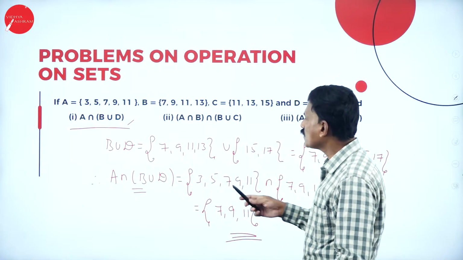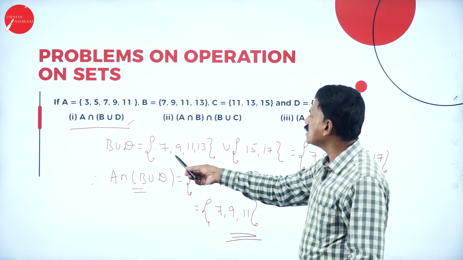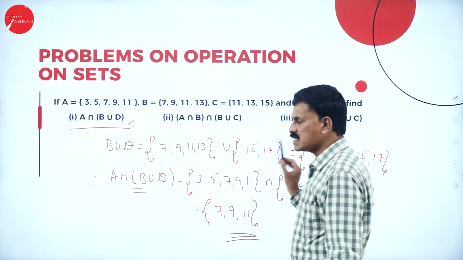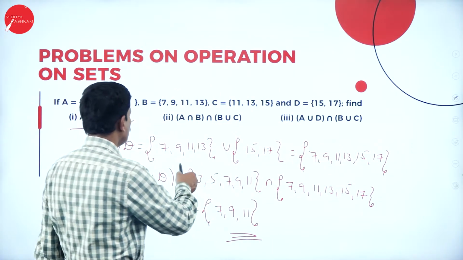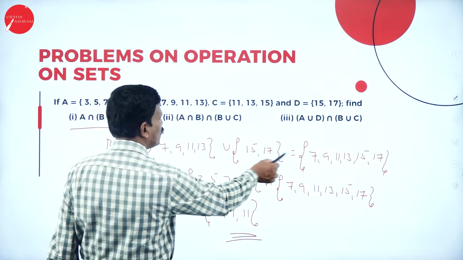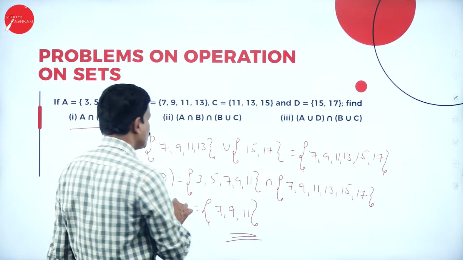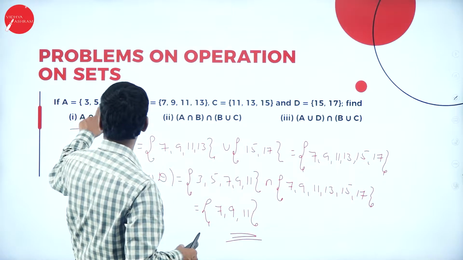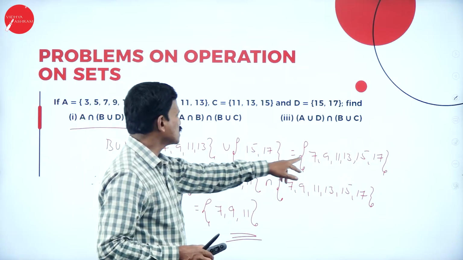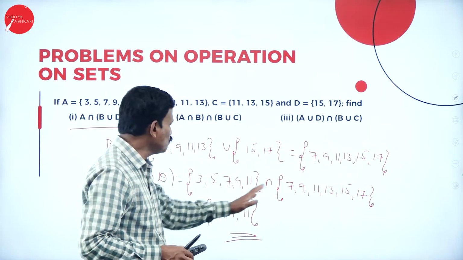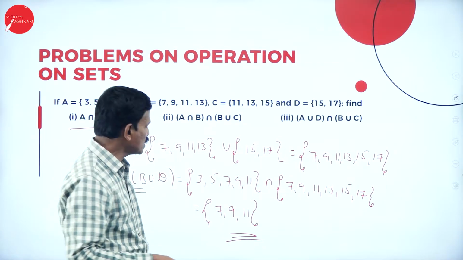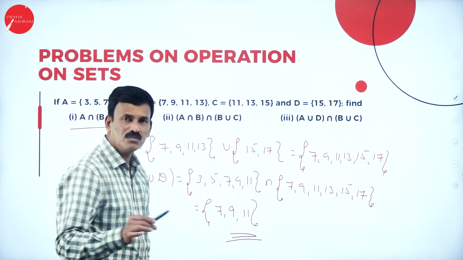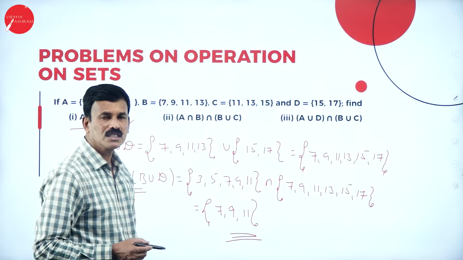Okay, very simple. See here. First write B. What is B? B contains 7, 9, 11, 13 and union of D. What is D? D is 15 and 17. Now the union of these two is 7, 9, 11, 13, 15 and 17, all the elements in both the sets. Now the intersection of this, A intersection (B union D). Write down the elements of A. A contains 3, 5, 7, 9, 11. Intersection with 7, 9, 11, 13, 15 and 17. The intersection is nothing but the common elements in both the sets. So 3 is not in the second set, 5 is also not there, 7, 9, 11 are included in both the sets. Therefore the intersection is 7, 9 and 11.